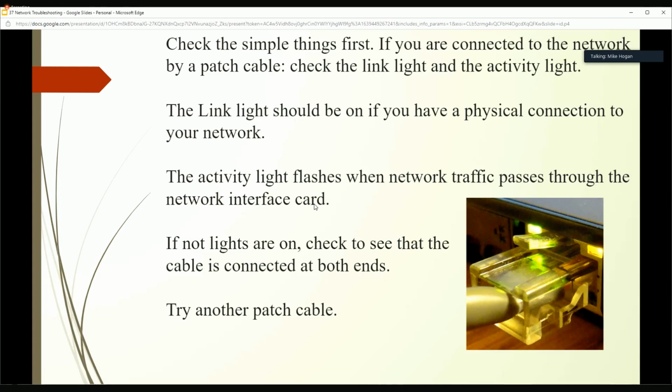It's much more likely that a cable gets rolled over or stepped on, pulled out, versus something like a config on a router changing. And so start simple. Start by looking at the connection to see if you have connectivity, and then move from there. If the lights are not indicating that you have a connection, it's always easy to try another connection, try another cable. Keep things simple.